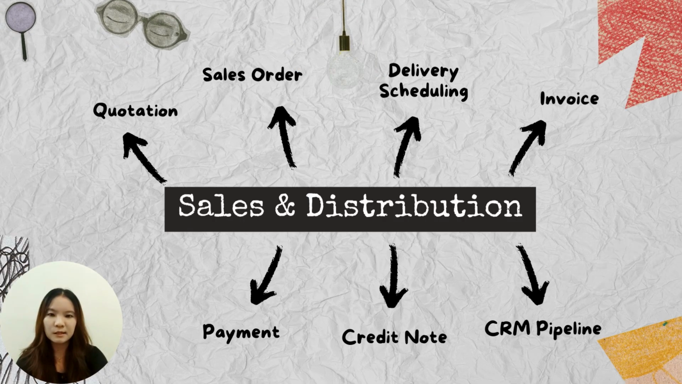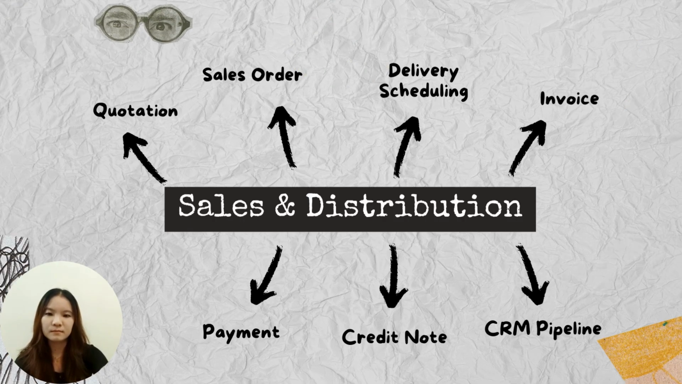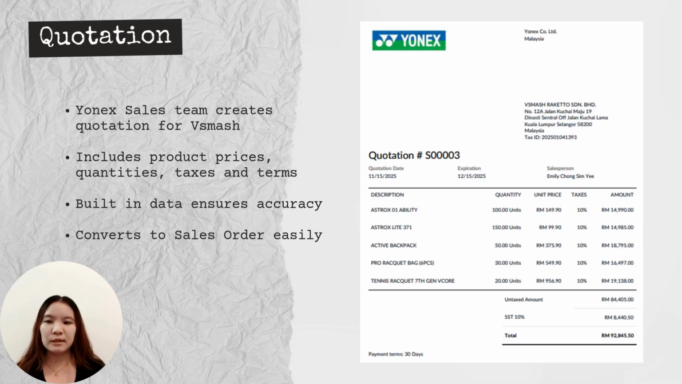We will start with sales and distribution. Quotation. We assume that Smash has already inquired about the required products, so the Yonex sales team creates the quotation for them, which includes the product prices, quantities, taxes, and the payment terms. It also has built-in data to ensure accuracy, and it is easily converted to a sales order after they have accepted it.